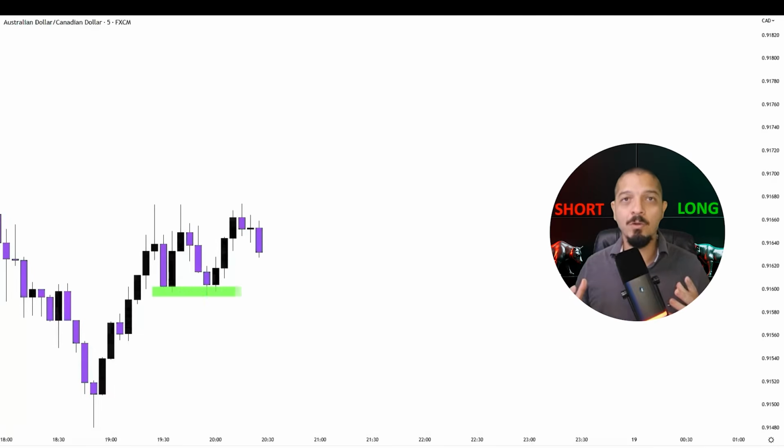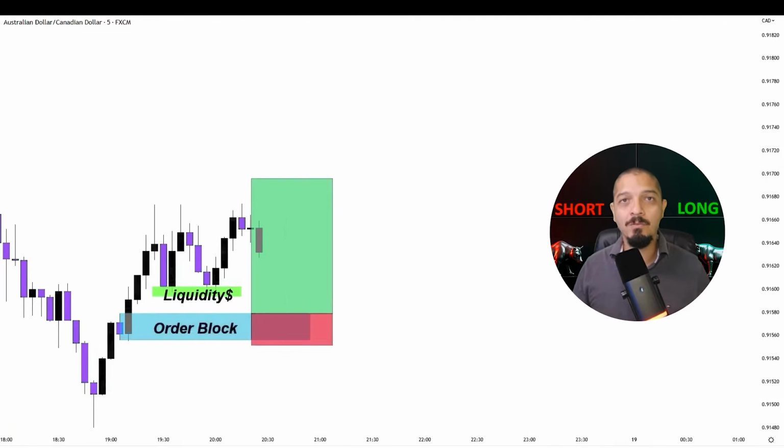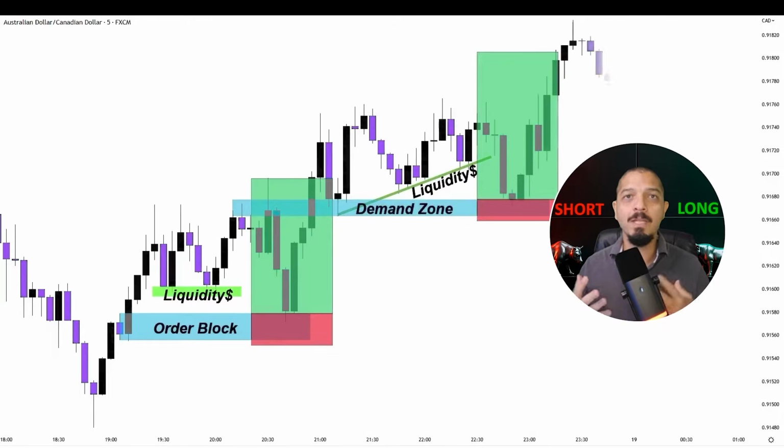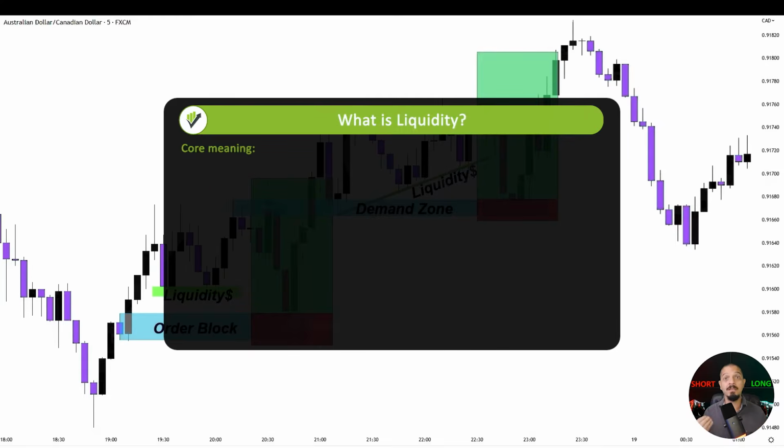We'll break down how liquidity grabs work, where to find them on the chart, and how to combine this concept with structure and trend to create a simple rule-based trading strategy. Let's get into it. So what is liquidity?